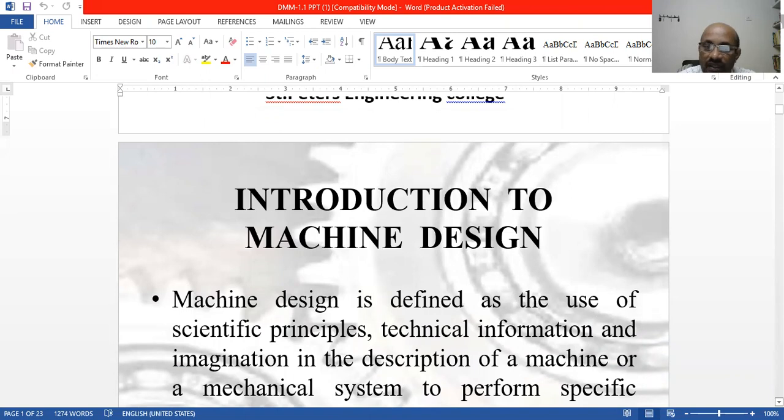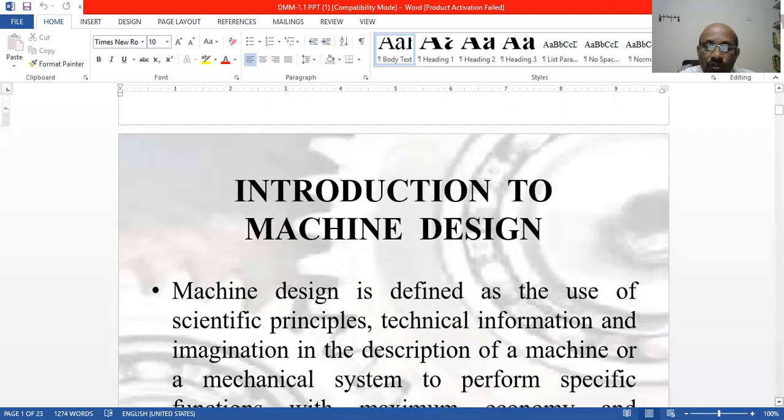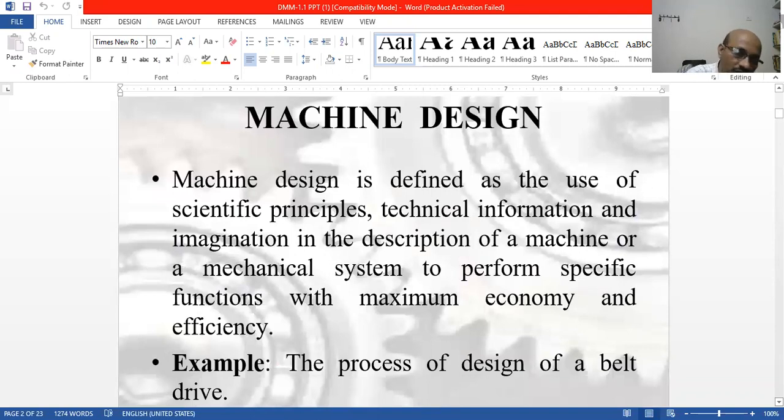Next, once again we will recall what we studied earlier. The definition of machine design: design is defined as scientific principles, technical information, and imagination in the description of a machine or mechanical system to perform specific functions with maximum economy and efficiency. So we know very well what are the things we have to consider to design a product.